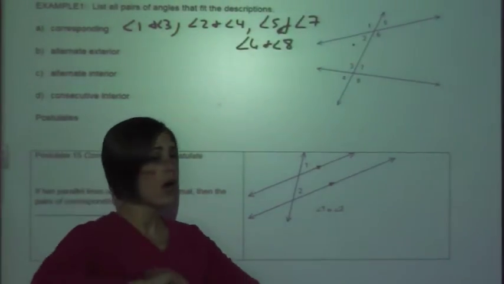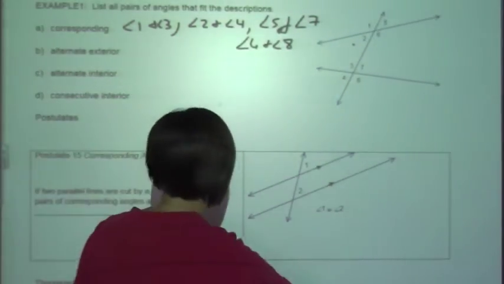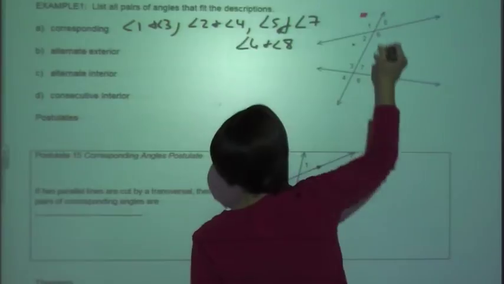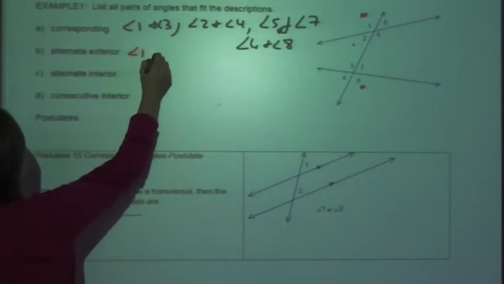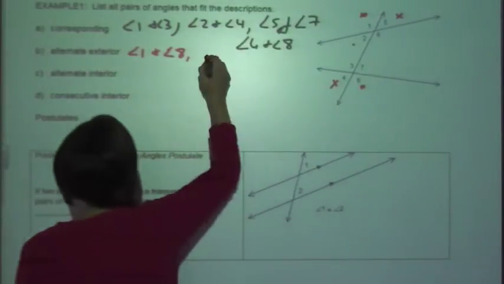Alternate exterior. Pause the video, see if you get what I get for alternate exterior. Alternate exterior angles are on opposite sides of the transversal, outermost edges of my corners. So I should have angle 1 and angle 8, and angle 4 and angle 5.